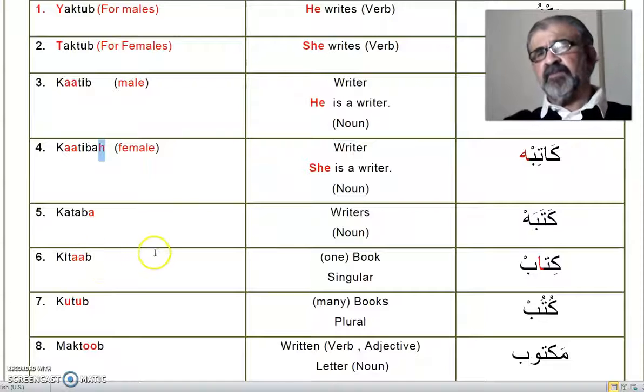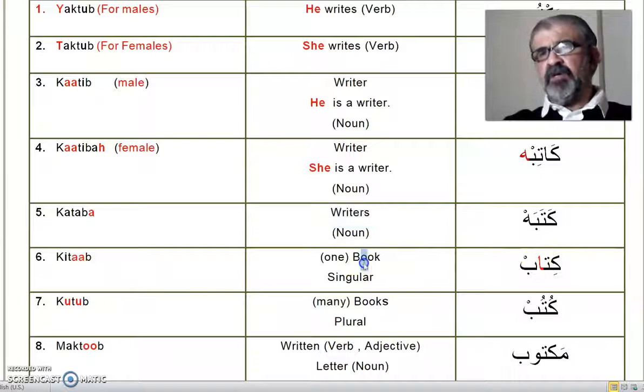Now, number 5. Writers. Writer is a singular noun. Writers is a plural noun. كتب, many writers, not one, many writers. Okay?